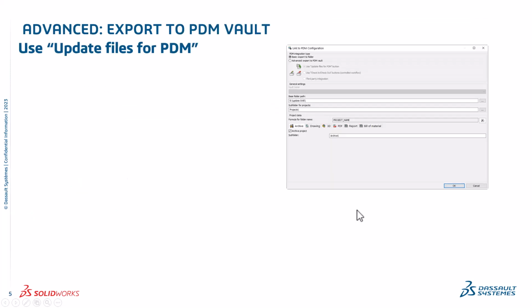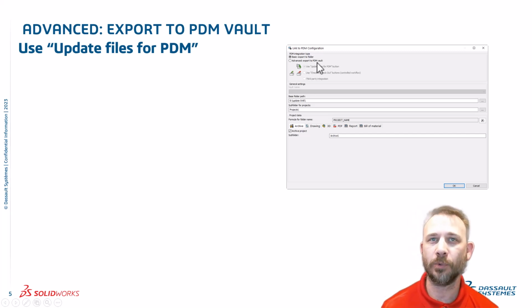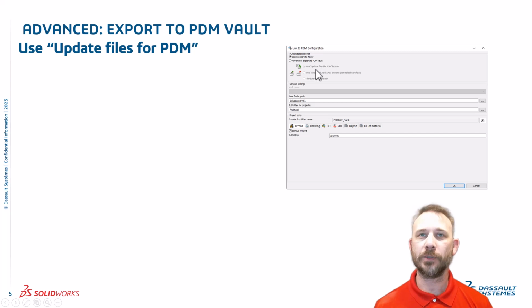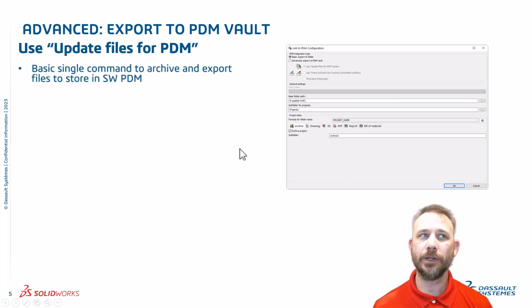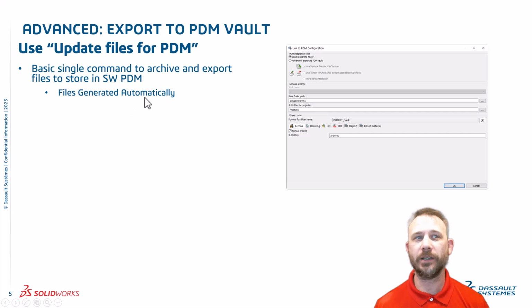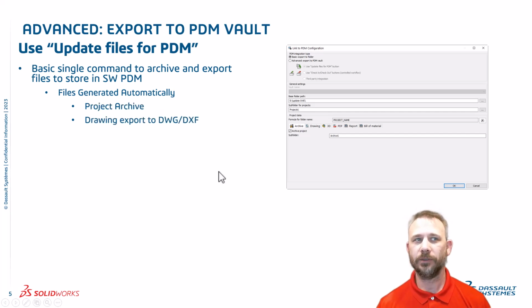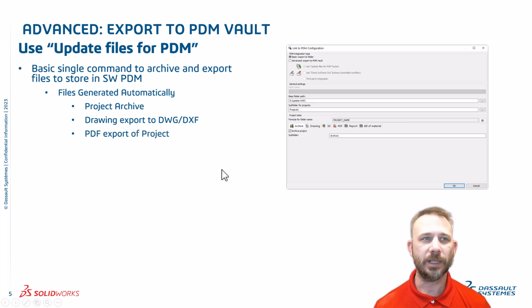Now, the next option is one that would be considered an advanced option, which is the export to PDM vault. And the first one is use update files for PDM button, right? So what that's going to do is it's a single command to archive and export files to SOLIDWORKS PDM Professional. It's Professional. And then files generated automatically, right? So it does the same thing. We do a project archive, drawing export, PDF export, and report export, right?